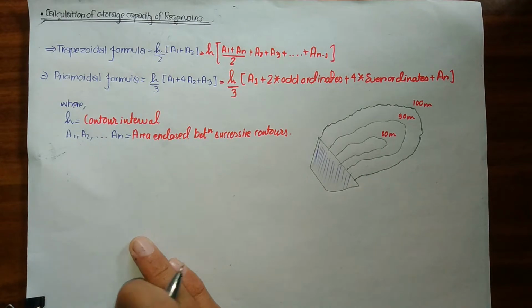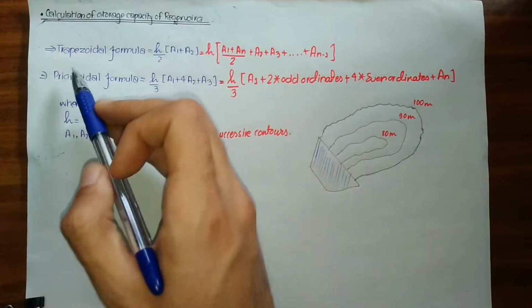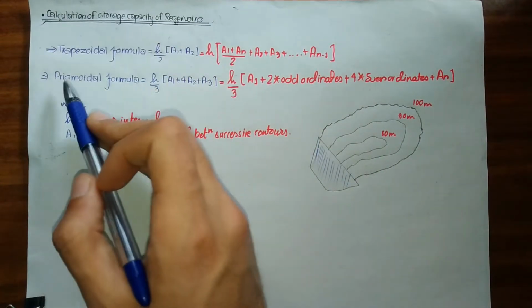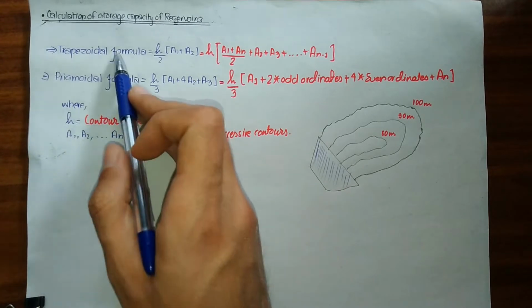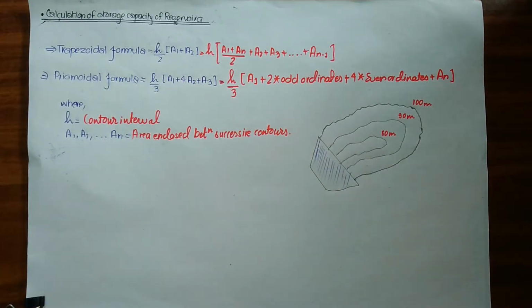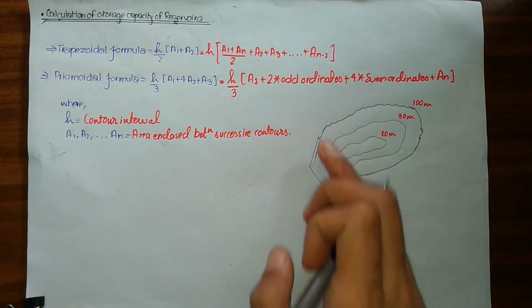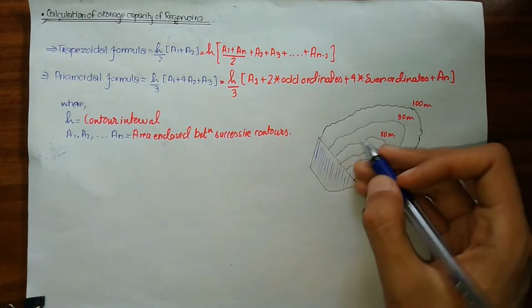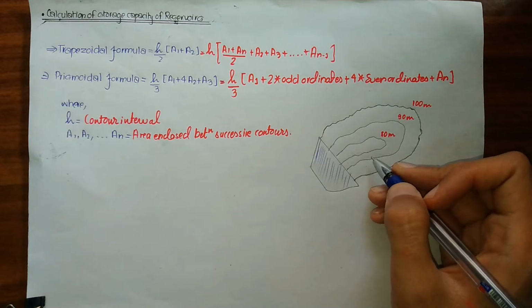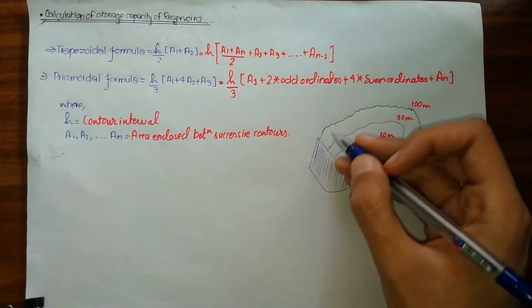So we are going to calculate our storage capacity of reservoirs by using two formulas. First is our Trapezoidal Formula and second is our Prismoidal Formula. Using both of these formulas, storage capacity of reservoirs can be calculated. But before jumping into the formula, I am going to show a figure I have drawn over here. This is my reservoir whose storage capacity I need to calculate, and I have my contour drawing of this reservoir.